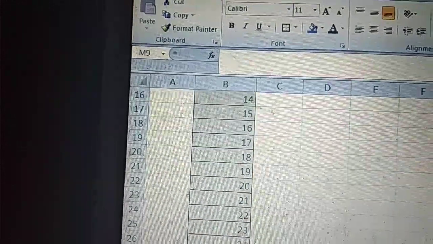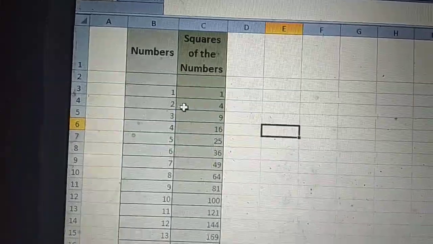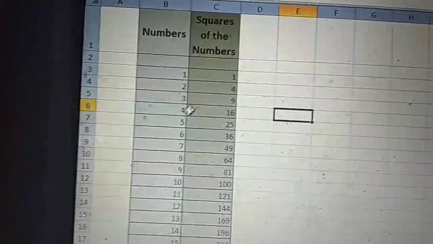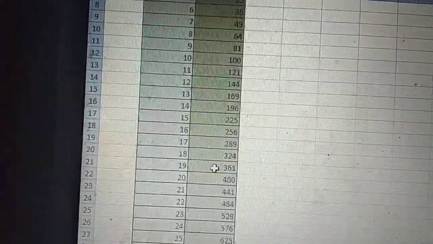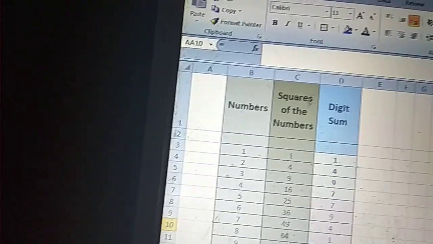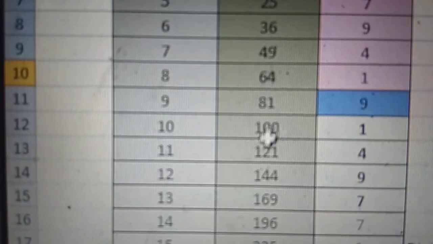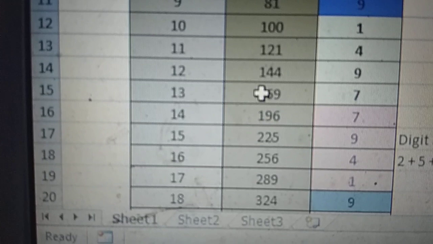Now let's square it, you know. Square of 2 is 4, square of 4 is 16, so on and so forth. Now let's make some digit sum of these numbers. Like digit sum of 16 is 1 plus 6 is 7. Digit sum of 25 is 2 plus 5 is 7, so on like this.